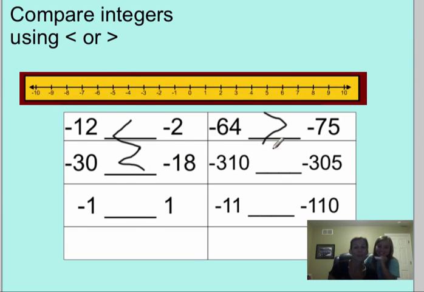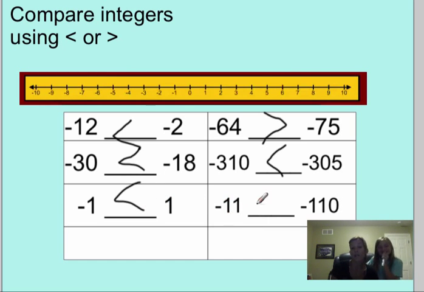-310 and -305, we have -305 as the larger, or more to the right, than -310. Which one is smaller? You lost $1 or you gained $1? I want some money. Gain $1. You gain $1. So thinking about it in a money sense is often a good way to remember it.